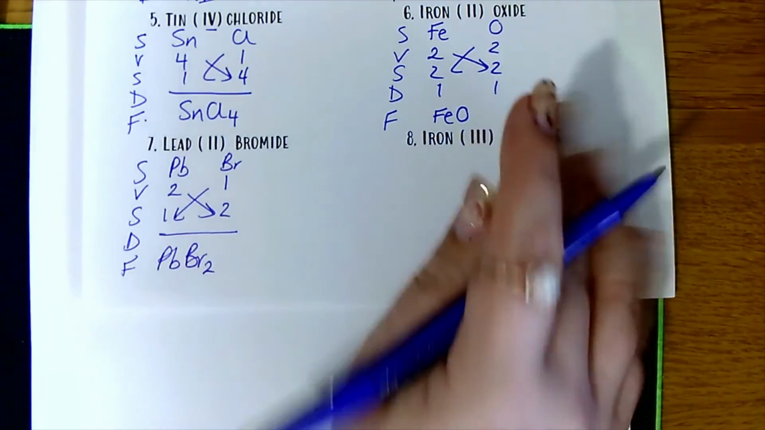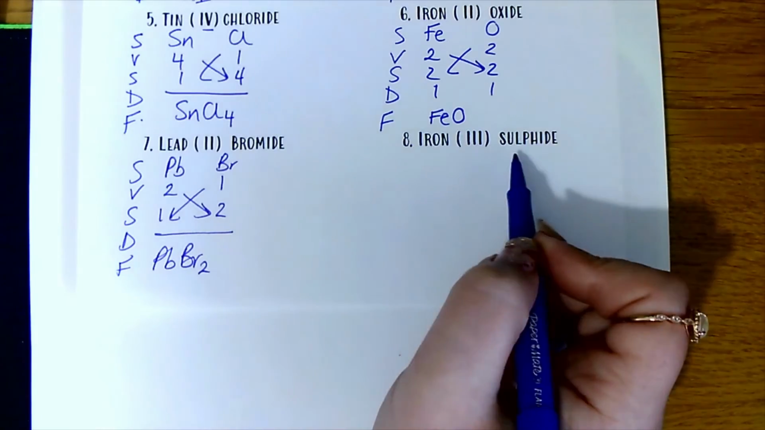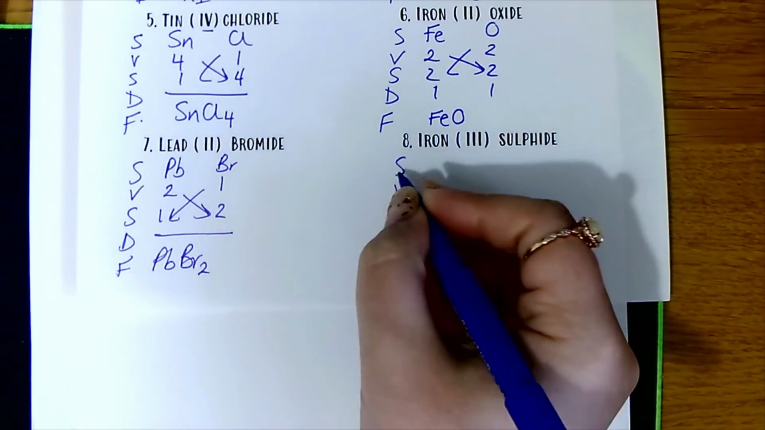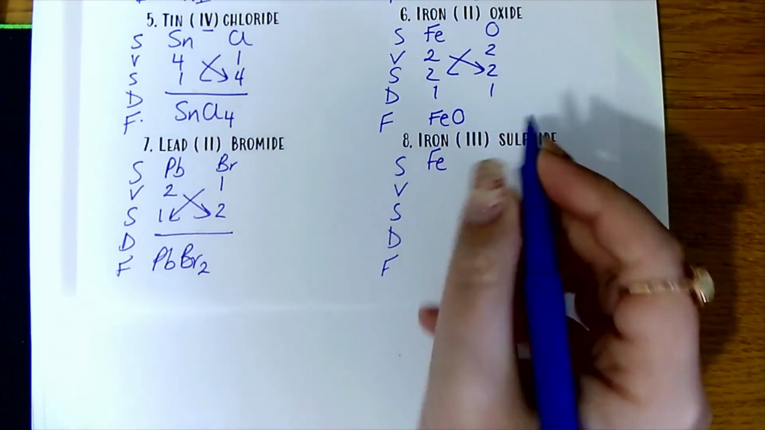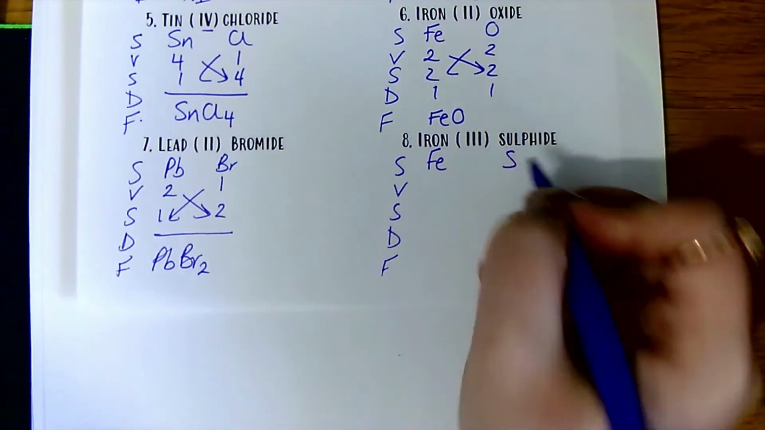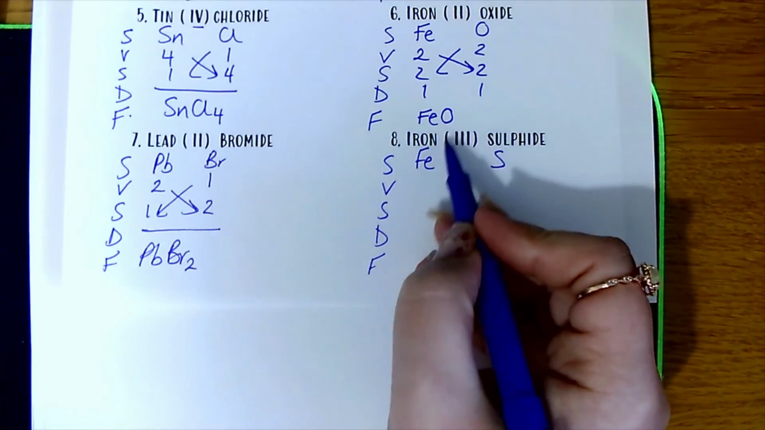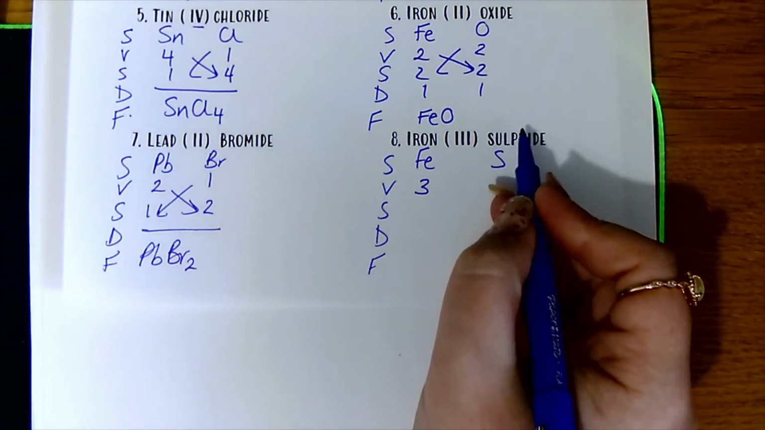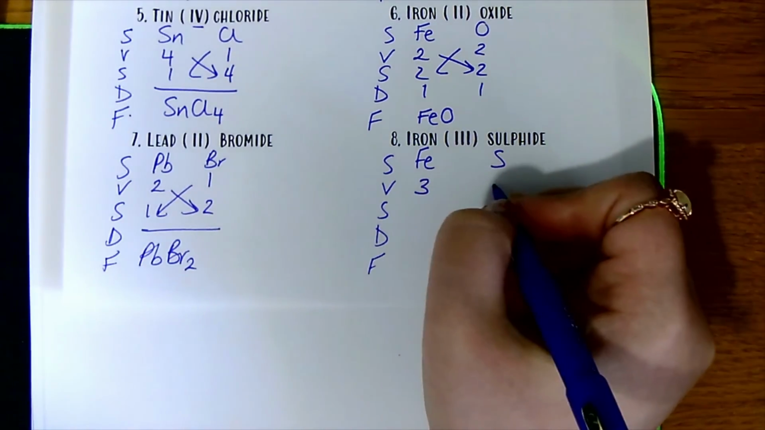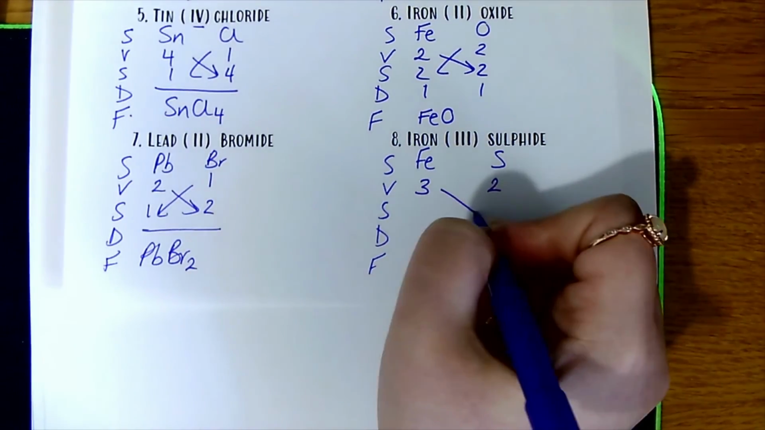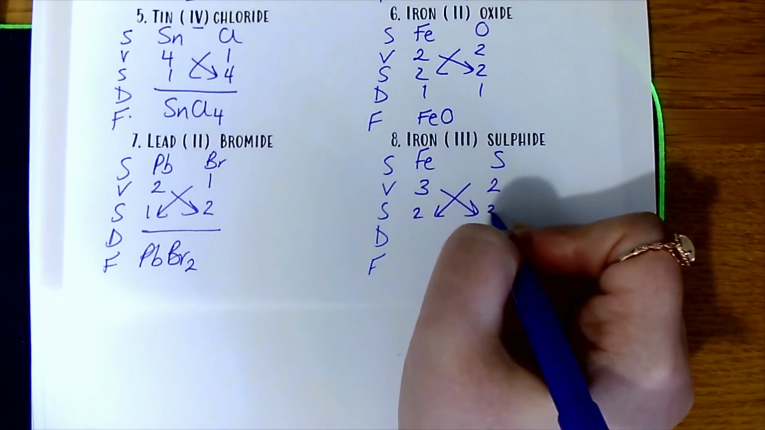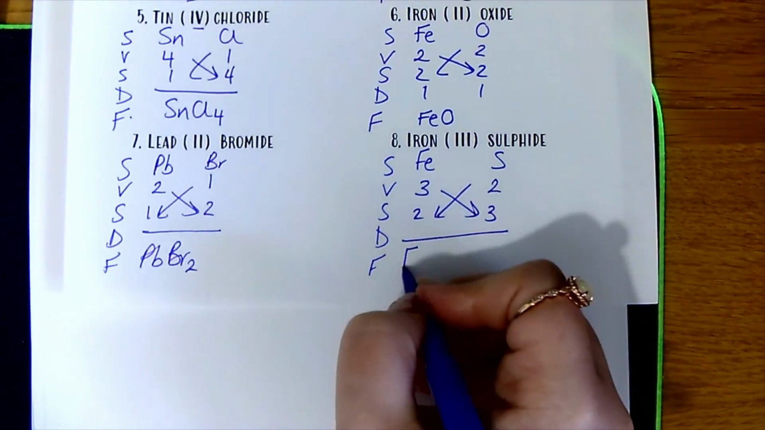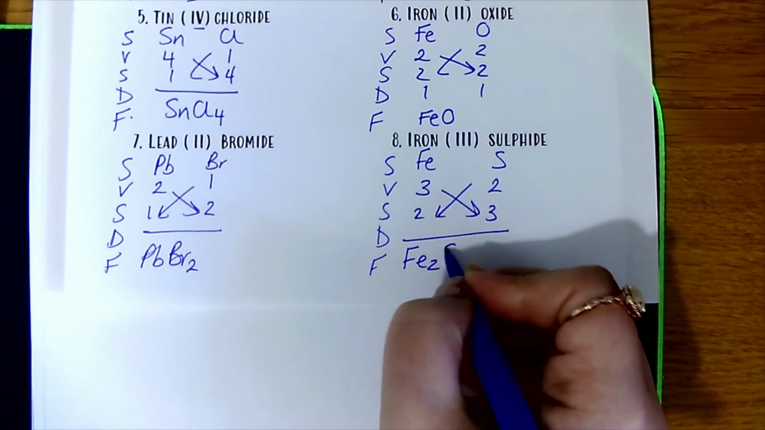And our last example for this video, we're going to look at iron 3 sulfide. The symbol for iron is Fe, the symbol for sulfur is S. Here we are given the valency of iron, it's 3, so we can put that in here. Sulfur is in group 6, it has a valency of 2. We swap these over. We cannot divide them. And so when we write our formula, it's Fe2S3.